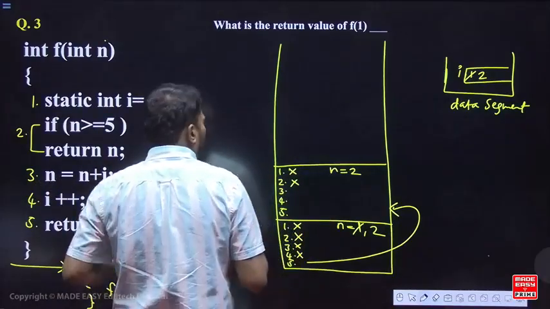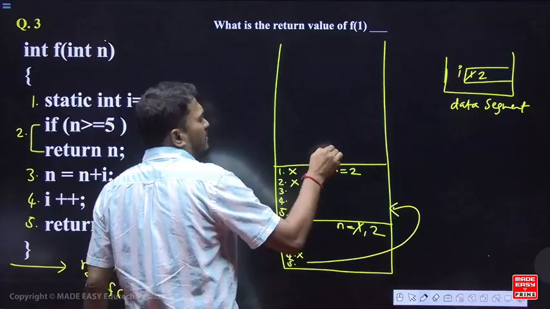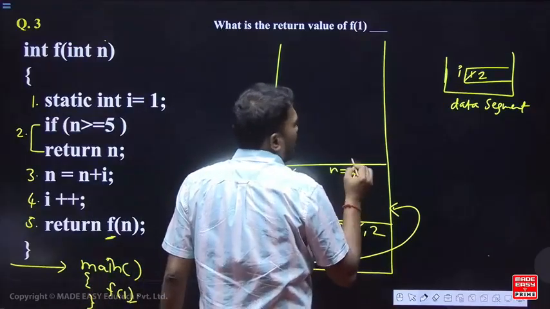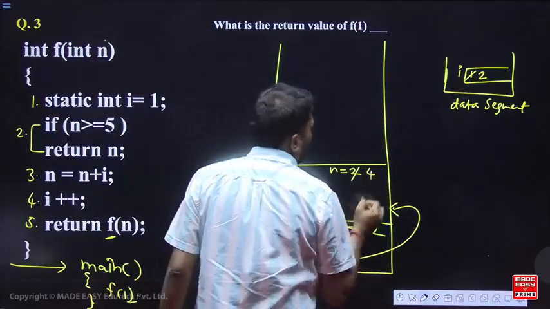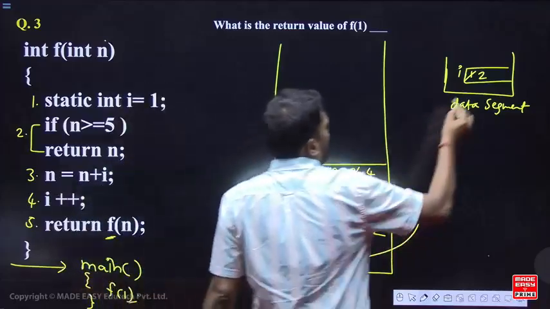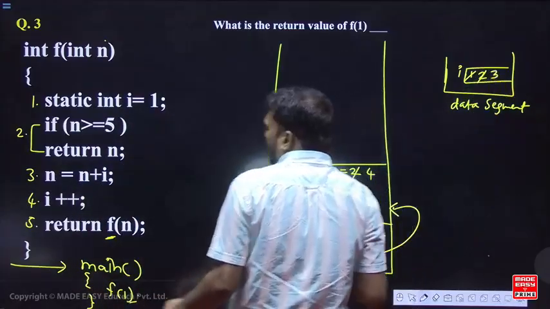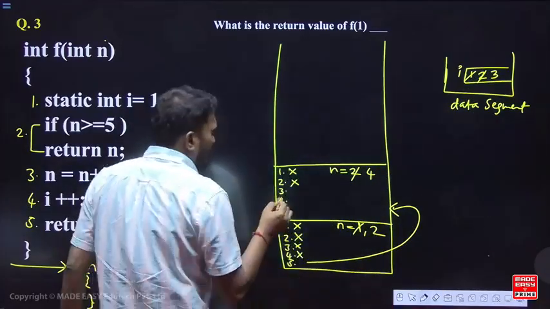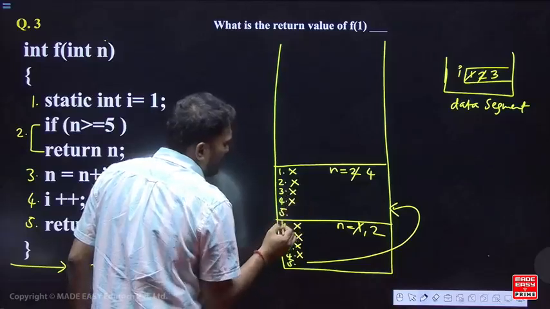Now third statement, n equal to n plus I. Tell me n plus I, n value is 2, I value 2. So that is n plus I, 2 plus 2, how much is that? 4. And next I plus plus. So I value becomes 3 here. And next return f of n. Now third statement done, fourth statement done.